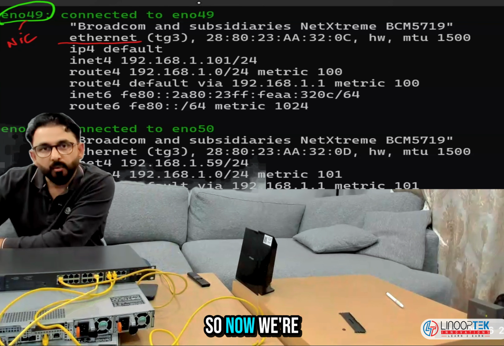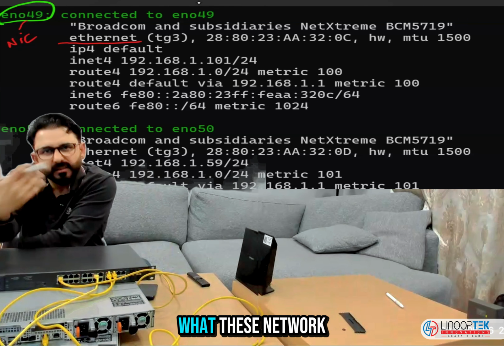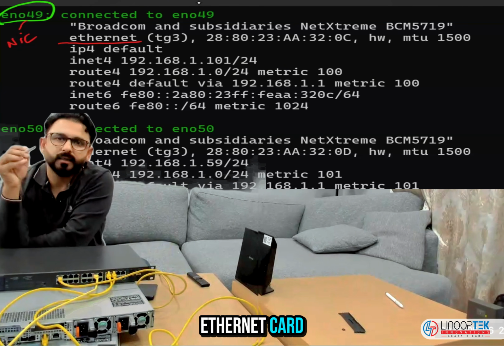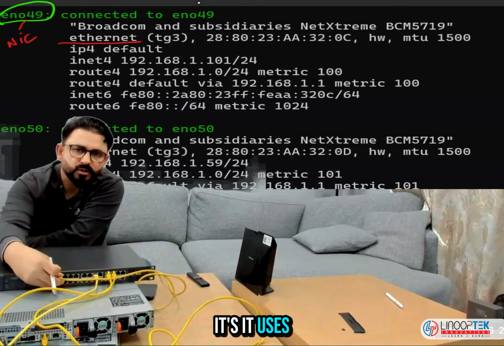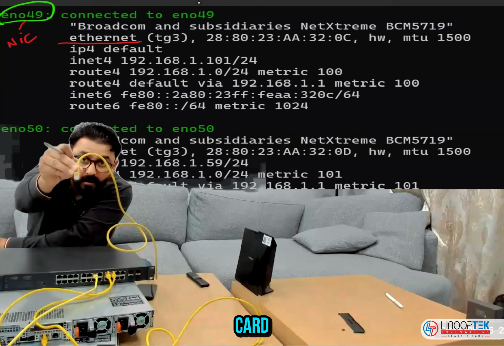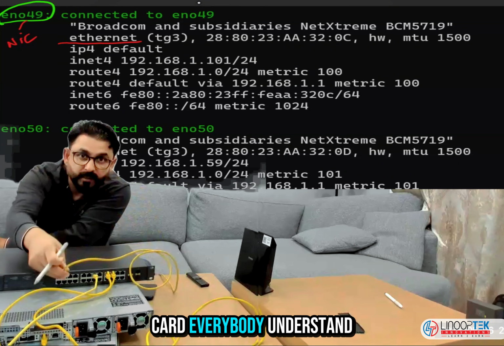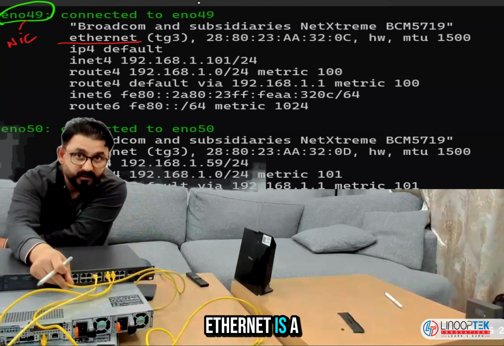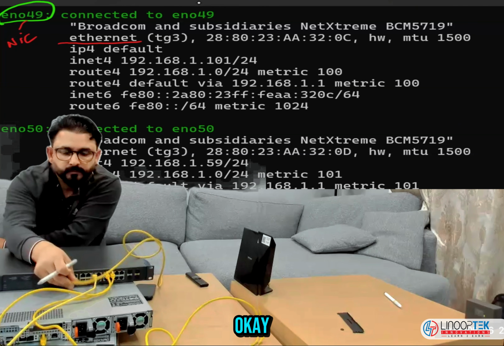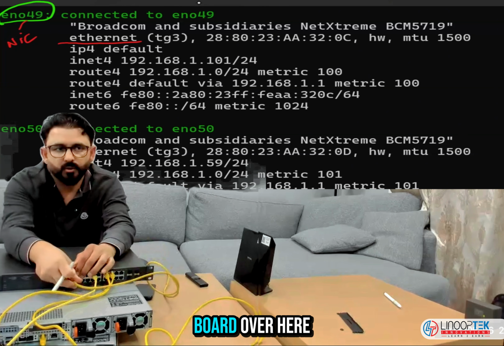So now we're looking at the server side, and what these network cards do on the server side. Well, it's an Ethernet card. Ethernet card means it uses the RJ45 cable. It's not a wireless card. It's not a fiber card. It's an Ethernet card. Everybody understand that? Ethernet is a topology. It's a technology.